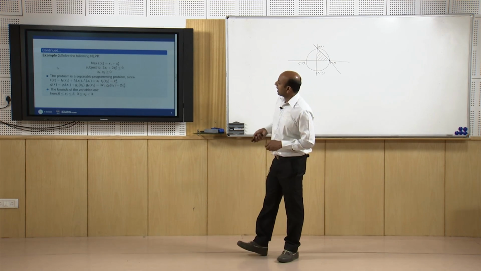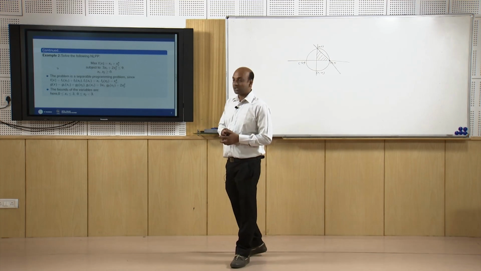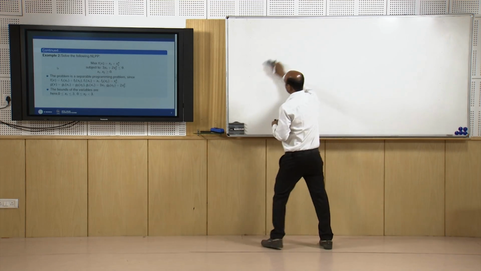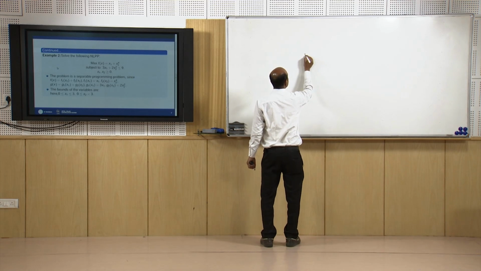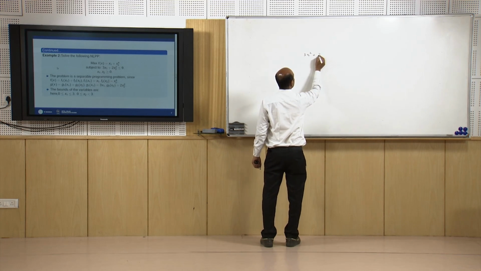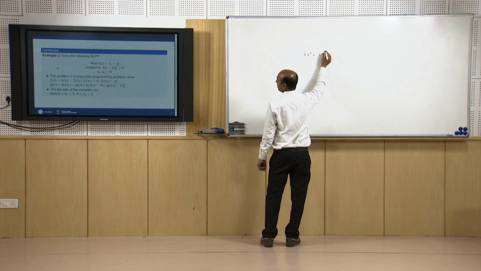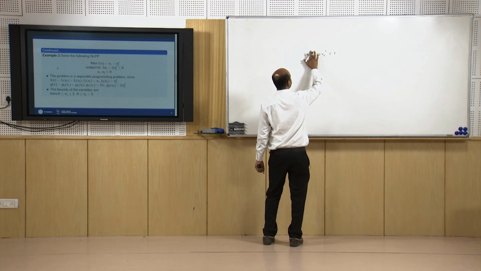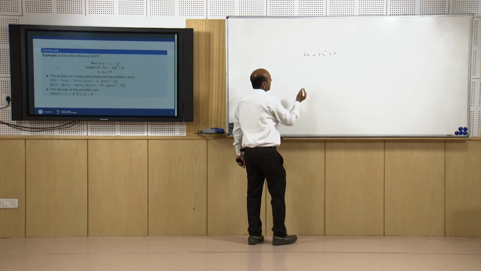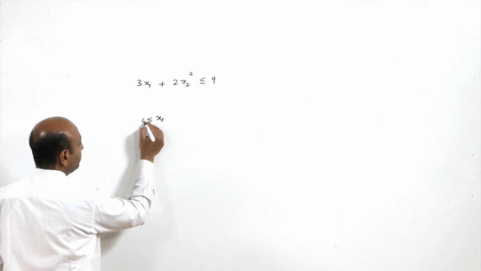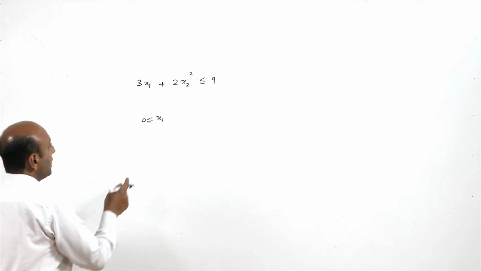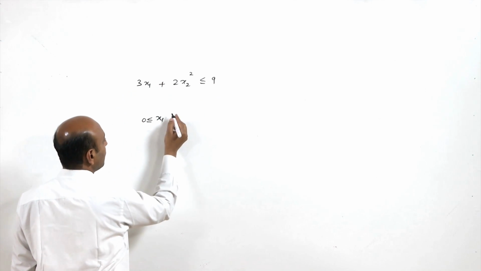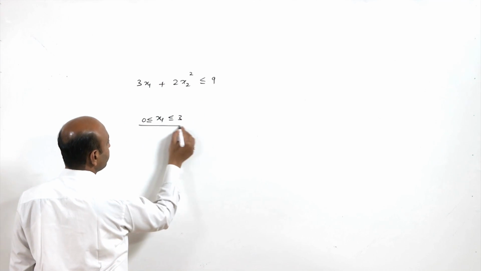How to make it? Again, first we will find the bounds corresponding to x1 and x2. Now, what is the constraint having? It is having only one constraint, that is 3x1 plus 2x2 square less than or equal to 9. Now, x1 is greater than or equal to 0, it is given, and the maximum value which x1 can take is 3. 3 into 3 is 9, so x1 must be at most 3.